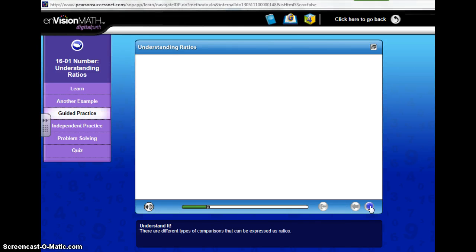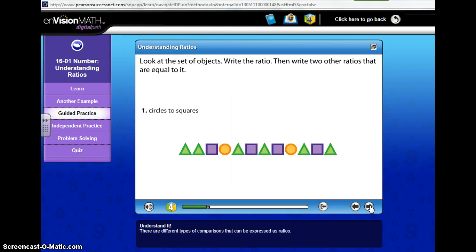I'd like you to look at this picture, and I'd like you to tell me the ratio of circles to squares. Alexis, you're going to have to crawl up here, I bet, a little bit closer. The ratio of circles to squares. Natasha? 2 circles to 4 squares. You guys all agree? Yeah.